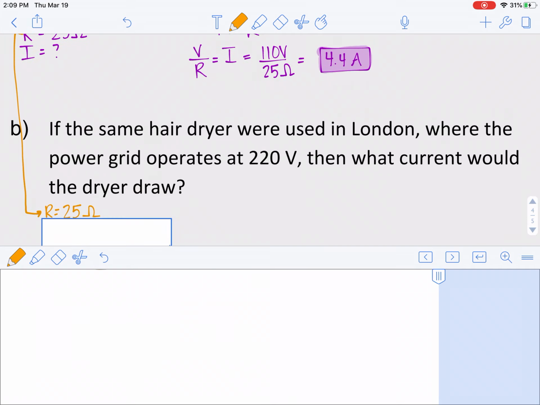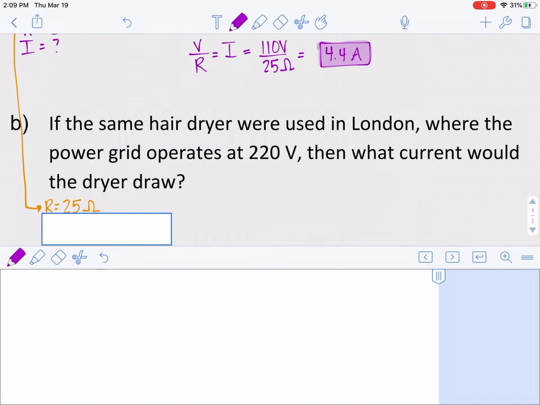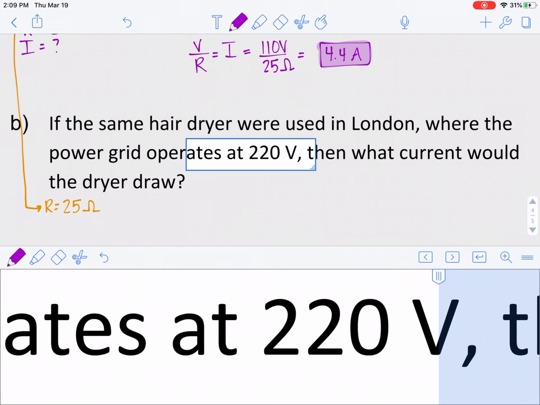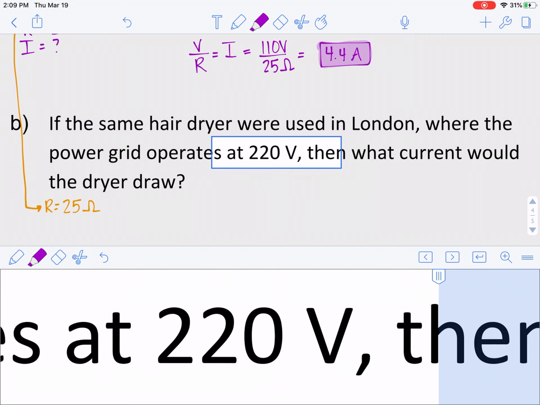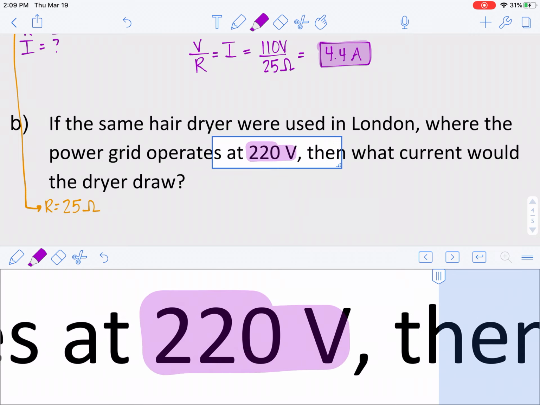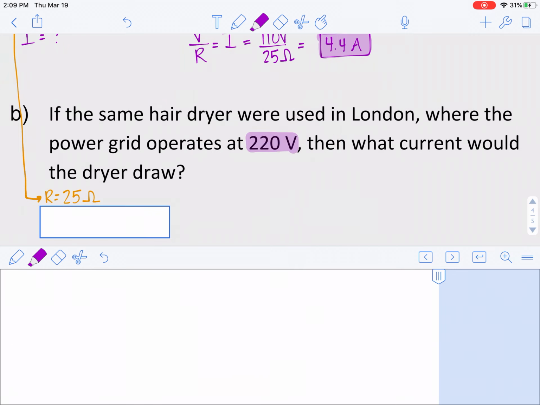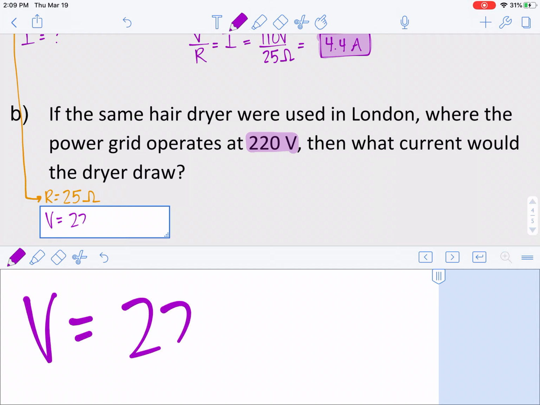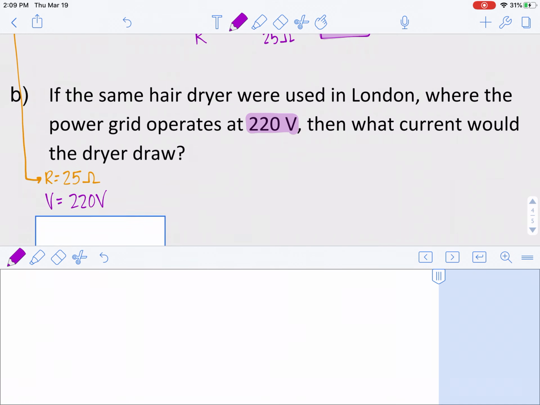The variable that does change in this problem is the voltage, as it says right here. The grid operates at 220 volts, right? That's a different voltage than that was given to us in part A. So V is equal to 220 in this problem. They did not have to give you the resistance because it can be assumed that because it's the same hairdryer, it has the same amount of resistance. That's an important key concept for us to get.